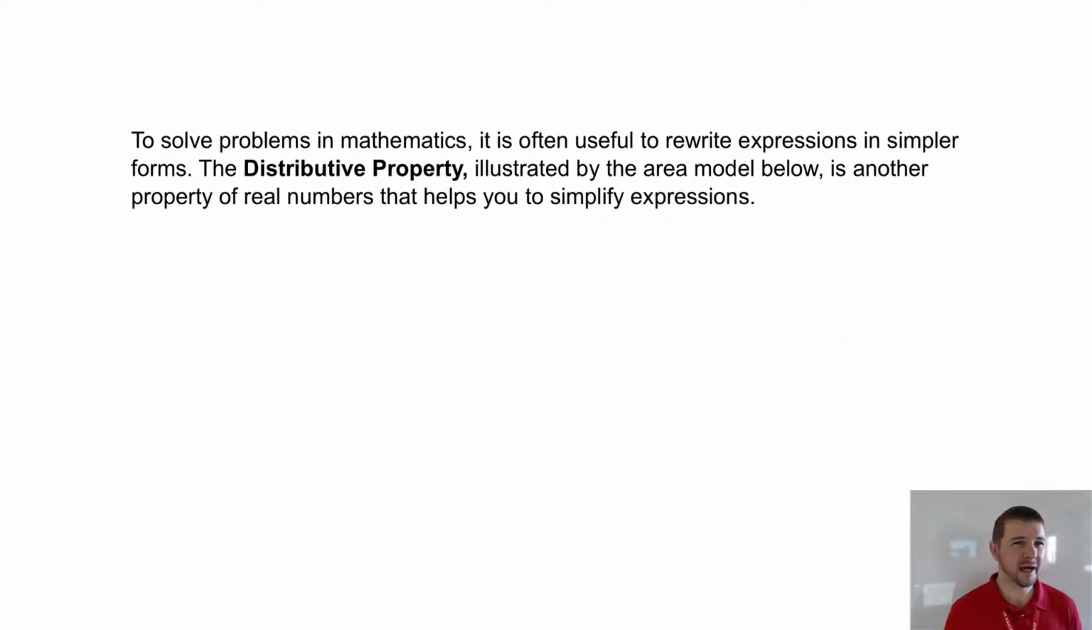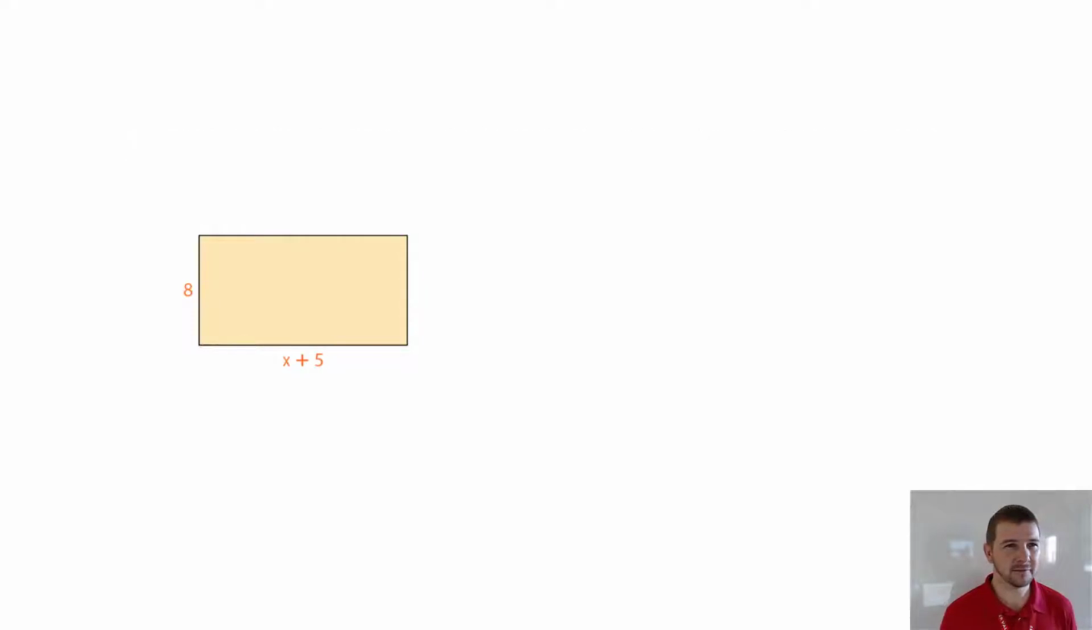To solve problems in mathematics, it's often useful to rewrite expressions in simpler forms. The distributive property, illustrated by the area model below, is another property of real numbers that helps you to simplify expressions. We'll consider the rectangle on the left. We have a height of 8 and looks like a width of x plus 5 units. So x is a variable. We can't definitively say just how wide that rectangle is, but it's x plus 5 units.